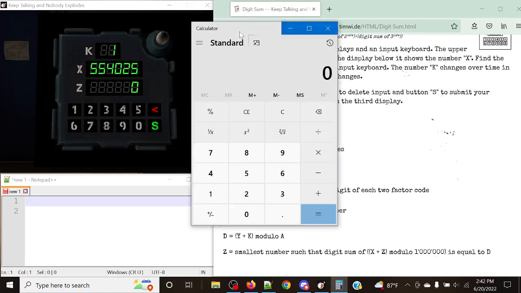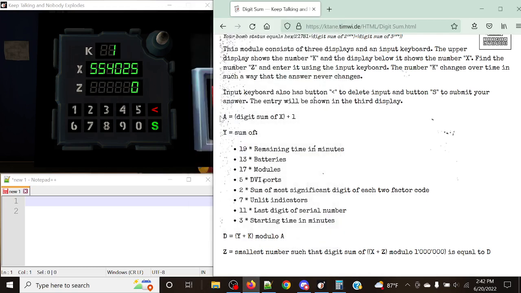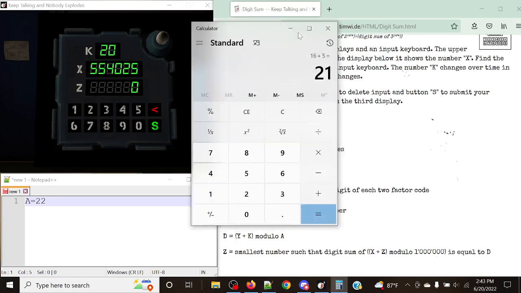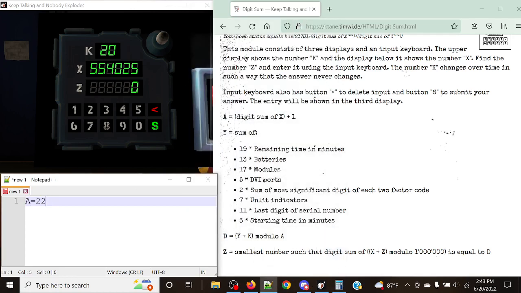So let's pop out our handy dandy calculator here. We're going to do 5 plus 5 plus 4 plus 2 plus 5, which gives us a total of 21. And for a, it wants you to do the digit sum of x plus 1. So a is equal to 22 instead of 21, sorry.